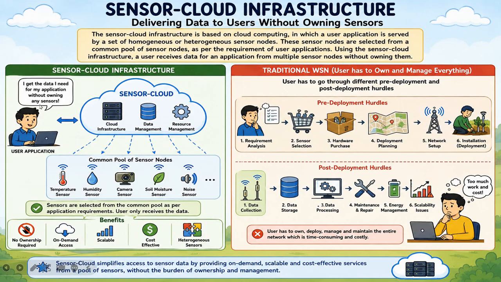A user sends a request through an application. The sensor cloud system selects suitable sensors from a common pool of sensor nodes, or the sensors which are available, such as the temperature sensor, humidity, camera sensor. Then you have soil moisture sensor, noise sensor, and many more. And these sensors may be homogeneous or heterogeneous.